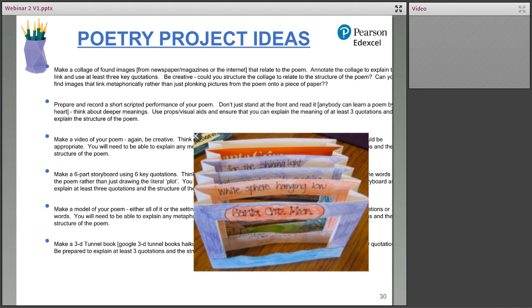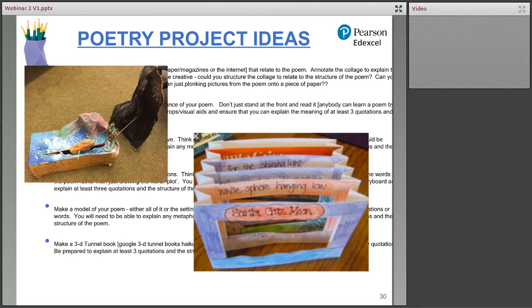This was one I found on the internet because I couldn't get into school to get mine, but it's a 3D tunnel book. And there's the Prelude model, which I had. So I was just sharing those if you wanted to.